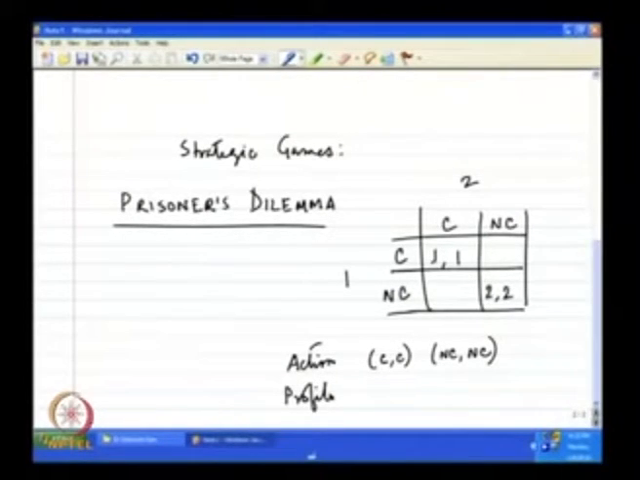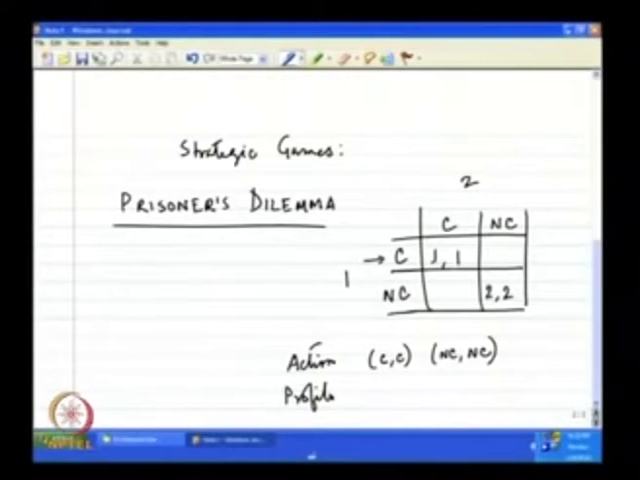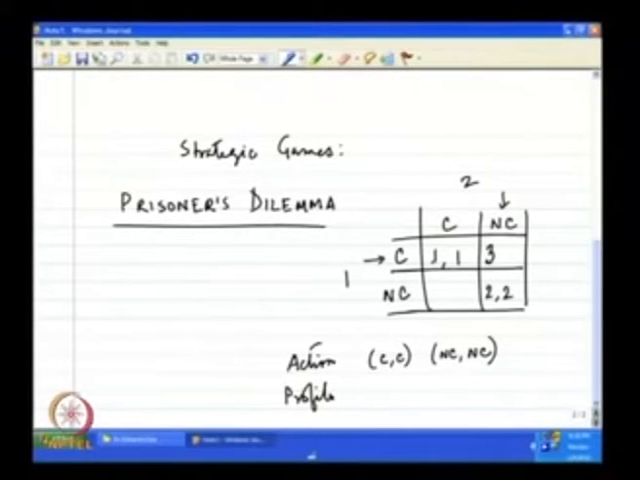What happens if one of the players confesses whereas the other does not? Then we have a tricky situation. Suppose player 1 confesses, so player 1 is choosing C and player 2 does not, he is choosing NC. In that case player 1 is in a way cooperating with the police, and by confessing he is not only saying that I have committed the crime, he is also saying that the other one, player 2, who is a partner of player 1, was involved in the crime. In this case player 1 is freed because he is cooperating with the police, so he does not get any jail sentence. So he will get the payoff 3. 3 means the best that he can get.